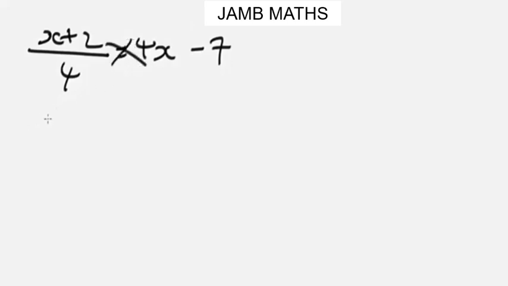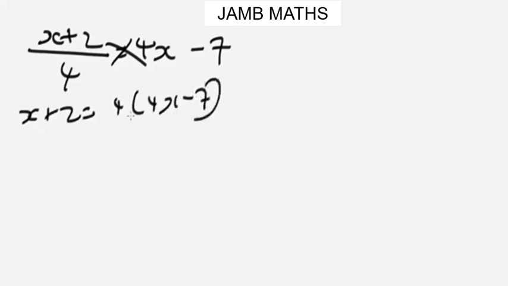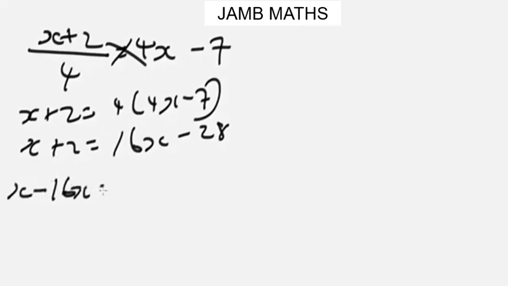So when you do it, you're going to have x plus 2 equals 4 times 4x minus 7. Now when you simplify this further, you're going to have x plus 2 equals 16x minus 28. Collect like terms, so the x terms come together and the number terms come together. So this 16x will cross over the equality sign and change negative. We're going to have x minus 16x equals minus 28 minus 2. When these two cross over, change negative.